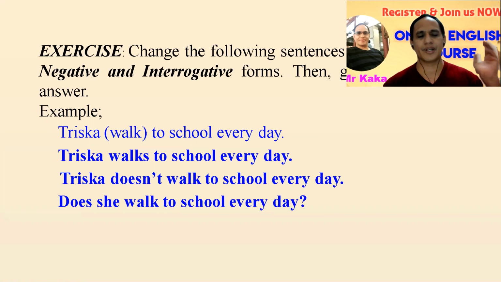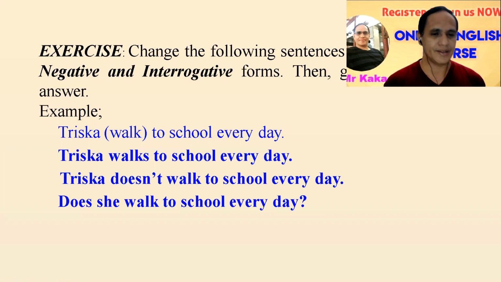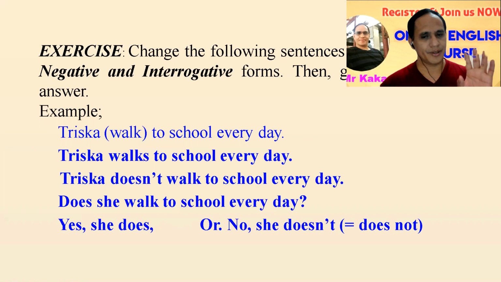Now the interrogative form of the sentence: Does she, or does Triska, walk to school every day? Pay attention to the answer. The question "Does she walk to school every day?" only needs the answer yes or no. If yes, you will say, "Yes, she does." If no, you will say, "No, she doesn't."